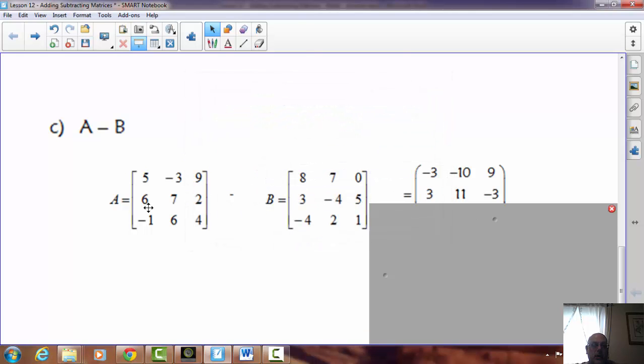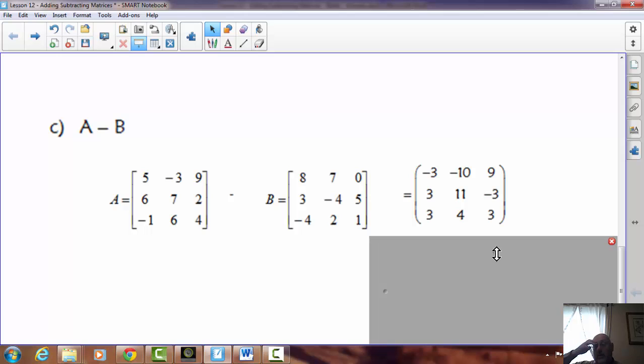2 minus 5 is negative 3. Negative 1 minus negative 4 is positive 3. 6 minus 2 is 4. 4 minus 1 is 3. So there are the elements of the resultant matrix of the subtraction, matrix A minus matrix B.